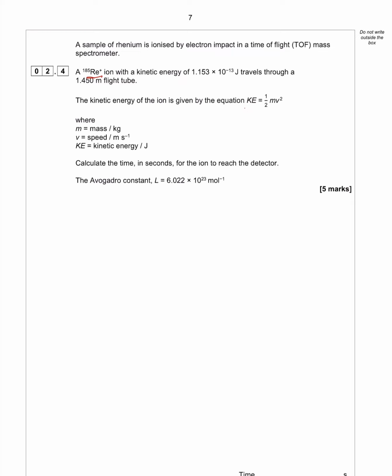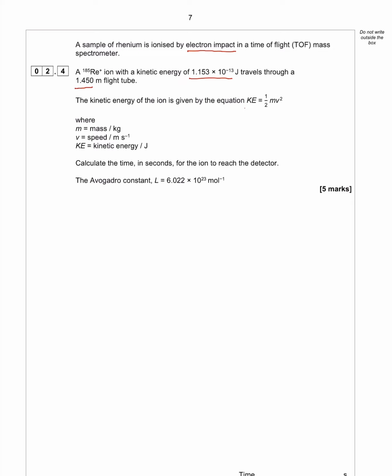In this question, they actually give you the mass of the particle, which is 185, and they give you the kinetic energy, which is 1.153 times 10 to minus 13, and they give you the distance traveled, which is 1.45 meter. Please pay attention to the type of ionization here. It's by electron impact, which means the ions do not have hydrogen. It's just the positive ions.